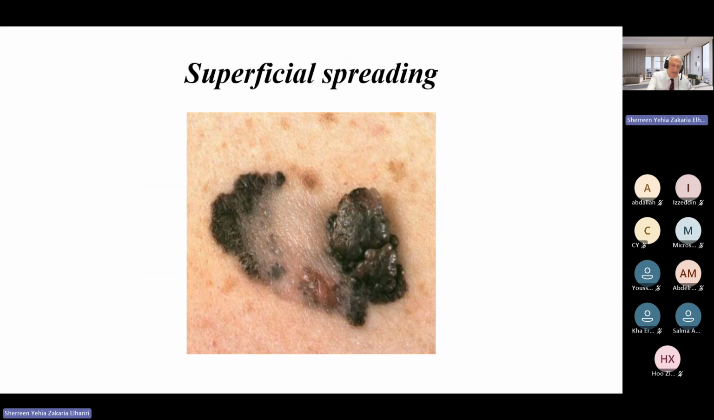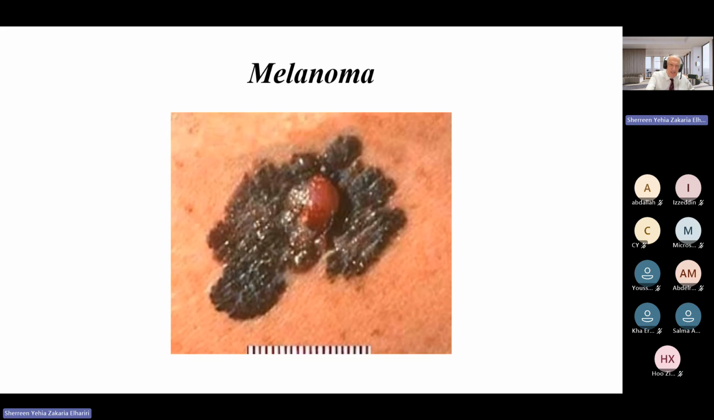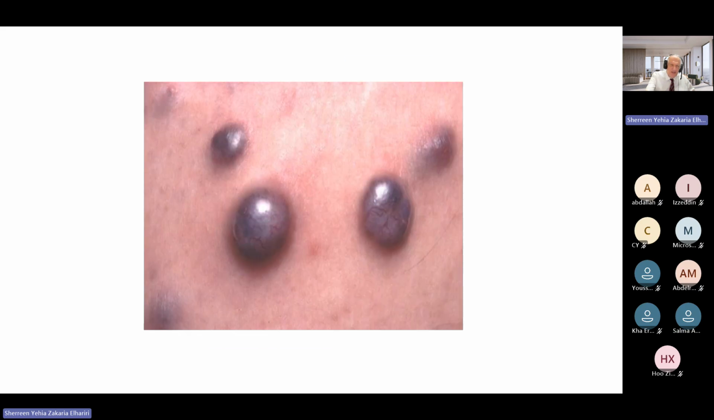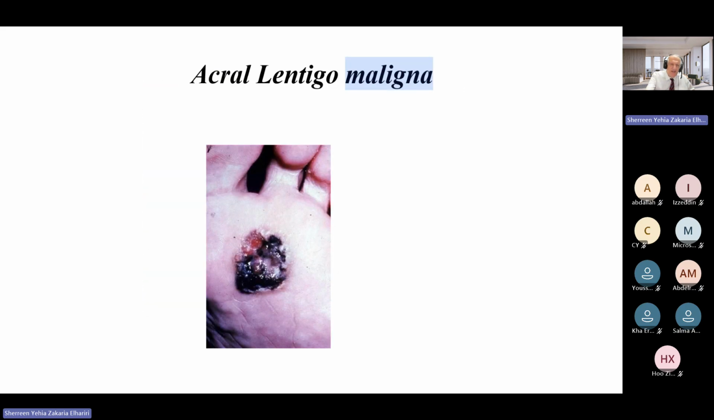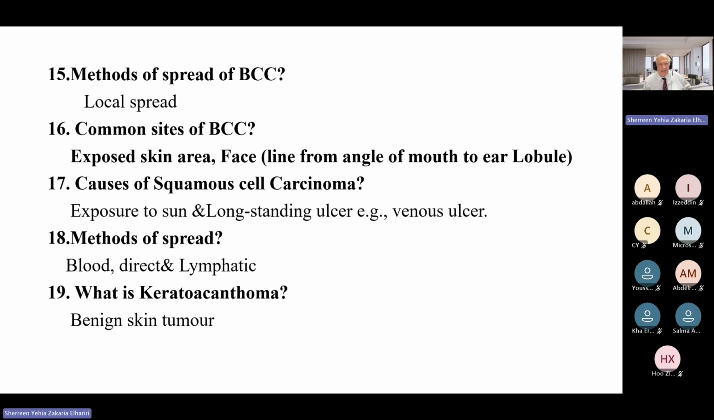Okay, and not spread. I just show you the picture, just for superficial spreading. A melanoma patient may also have freckle, nodular, satellite nodule, and acral lentigo maligna occurring in the sole. So you mentioned that basal cell carcinoma is a local spread. What is the common site of basal cell carcinoma? At the face, in a line extending from the ear lobule to the angle of the mouth.